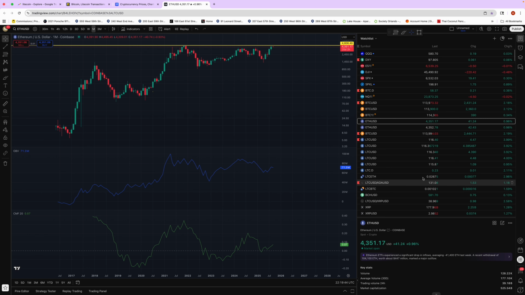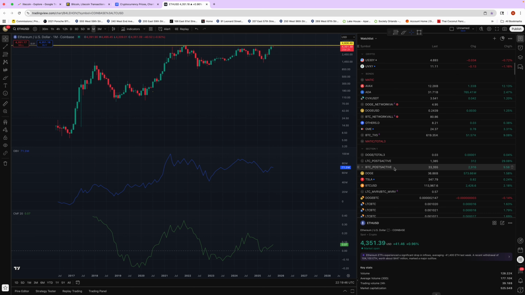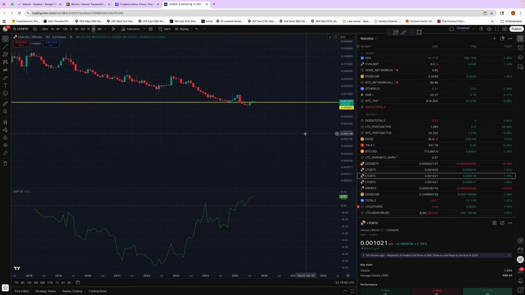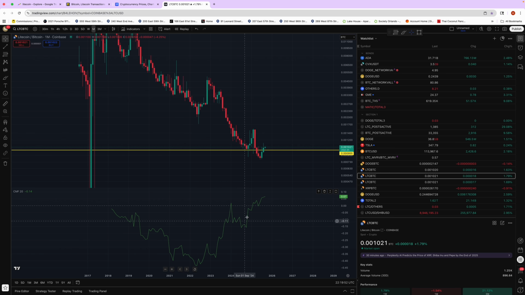On the pair charts too for Litecoin, on the higher time frames, you can see the same sort of thing happening, right? This is LTC BTC. You have this massive divergence between CMF and price. Price is going down. CMF's making higher lows since May 2022, so over 3 years.